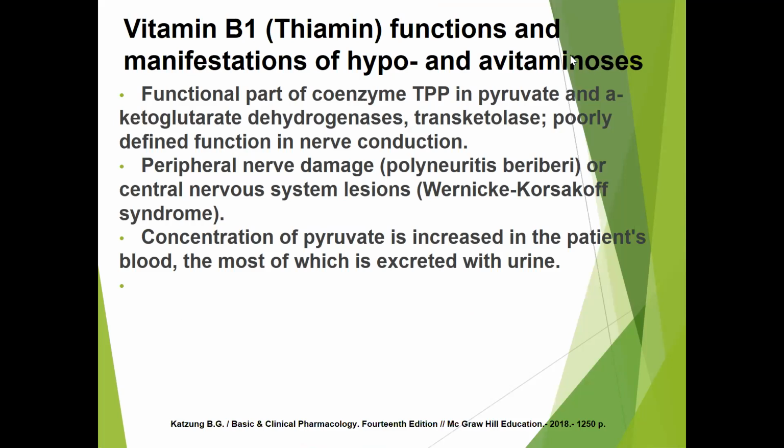Vitamin B1, thiamine. It is a functional part of the coenzyme TPP in pyruvate and alpha-ketoglutarate dehydrogenase and transketolase, and fully defines the functions in nerve conduction. If the patient has a deficiency of B1, vitamin thiamine, the patient has problems named beriberi, polyneuritis beriberi, peripheral nerve damage, or central nervous system lesions, Wernicke-Korsakoff syndrome. The concentration of pyruvate is increased in the patient's blood, and most of it is excreted with the urine.